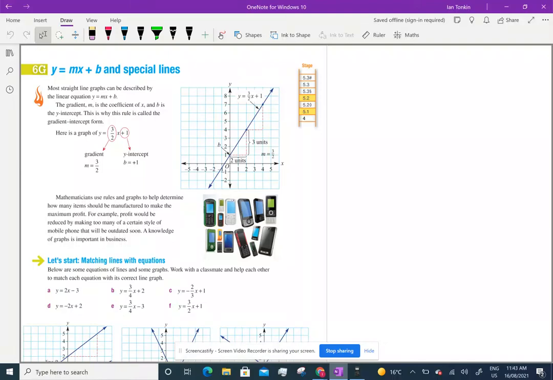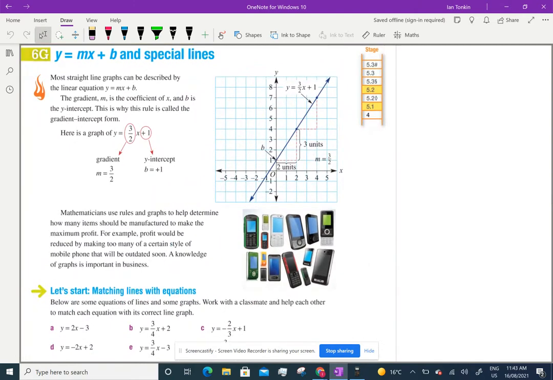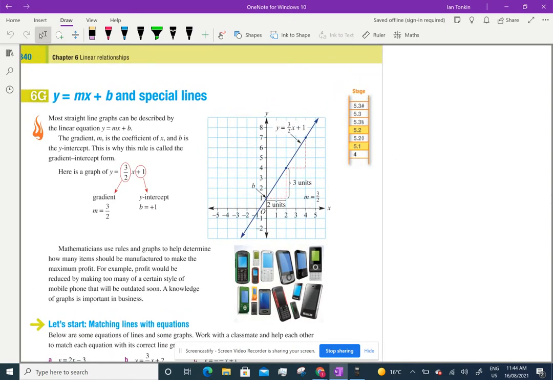Okay, Year 10. Now we're moving on to graphing straight lines using the gradient intercept form. As you can tell, we've been graphing straight lines by plotting points. What we want to be able to do is look at the equation of the line, find the gradient, find the y-intercept, realize what both of those things are, and then graph them.